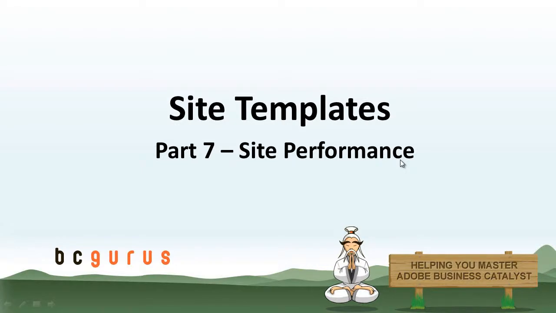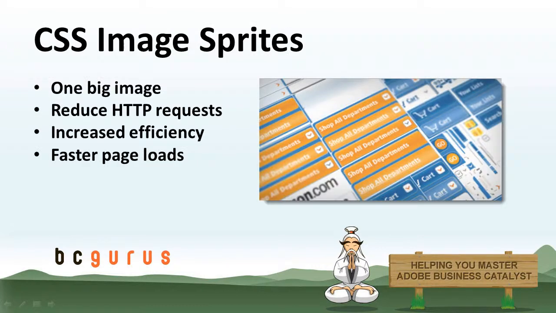With part 7 of our site template module video series, we're going to go over site performance. One big way to increase your site performance would be to reduce the number of HTTP requests. One big way of doing that would be to create one big image. Creating an image sprite with all the images from your site would greatly reduce the number of HTTP requests, increase the efficiency of your site, which would then lead to faster page loads for your users.